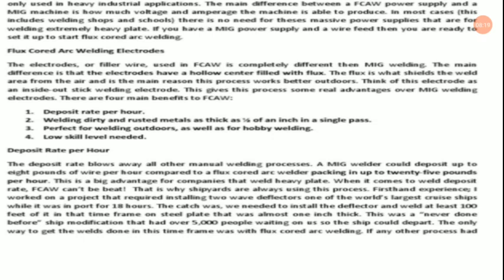Okay, now talking about the electrodes, flux core arc welding electrodes. The electrodes or filler wire used in FCAW is completely different from MIG welding. The main difference is that the electrodes have a hollow center filled with flux. So the flux is what shields the weld area from the air, and it is the main reason this process works better outdoors.